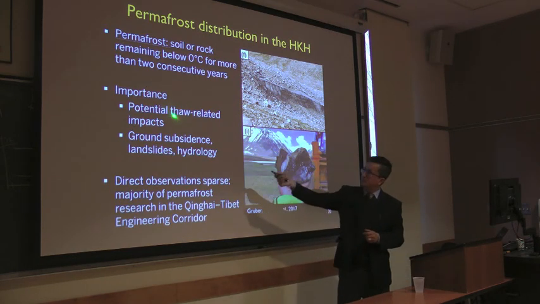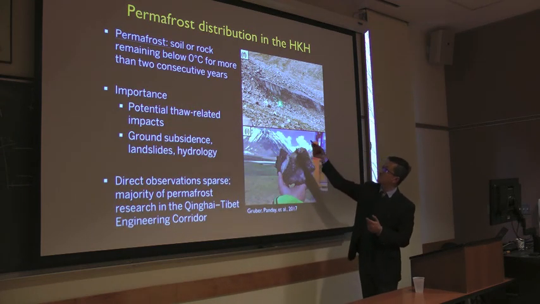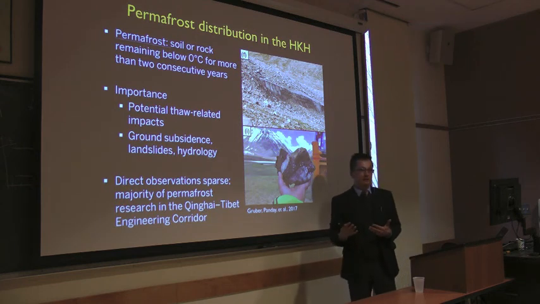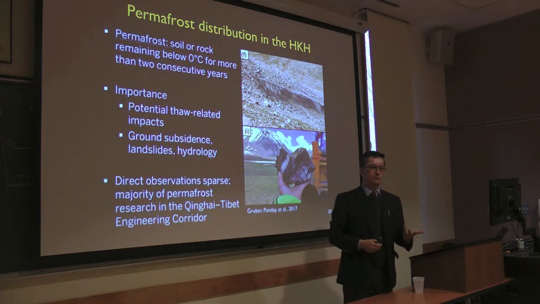But we do know that there's potential impacts when permafrost thaws, right? So what is permafrost? It's basically anything, soil or rock or ground, that's been frozen for at least 2 consecutive years, below 0 degrees Celsius.